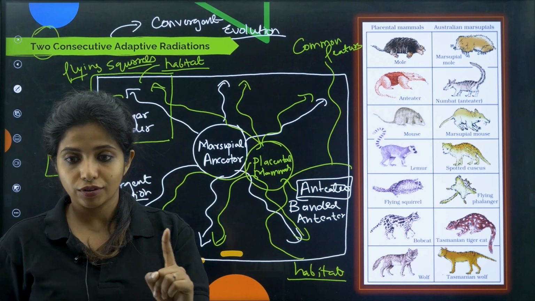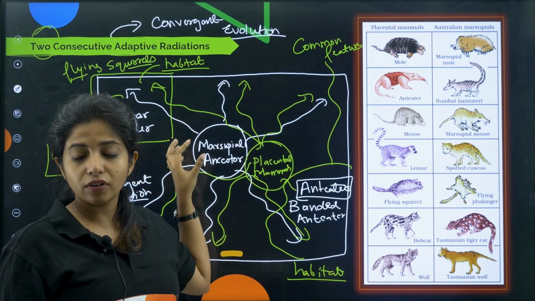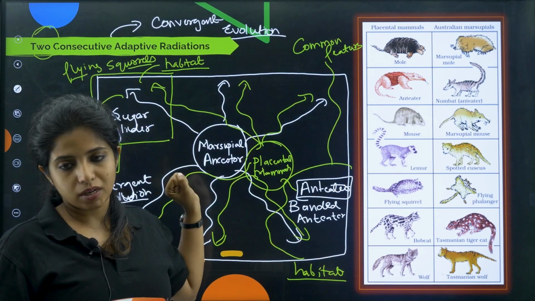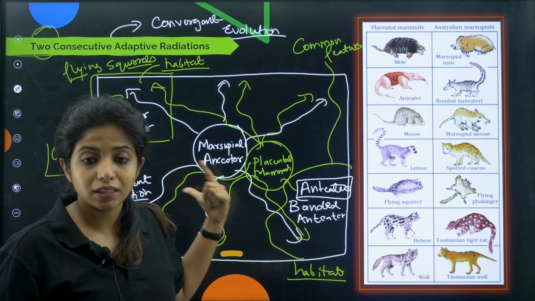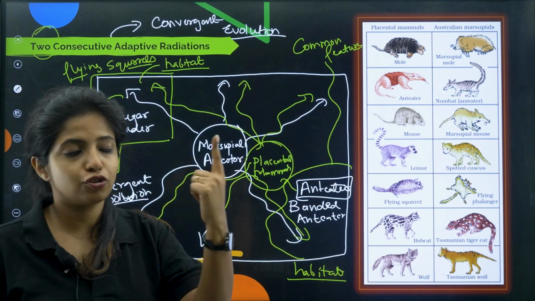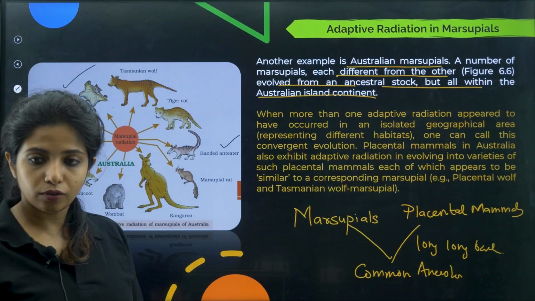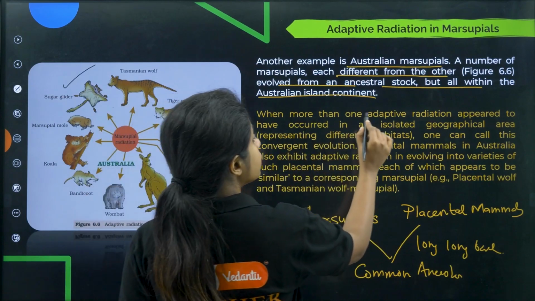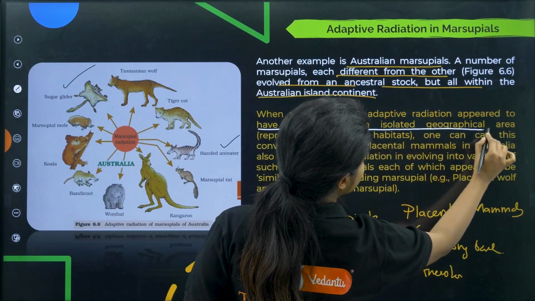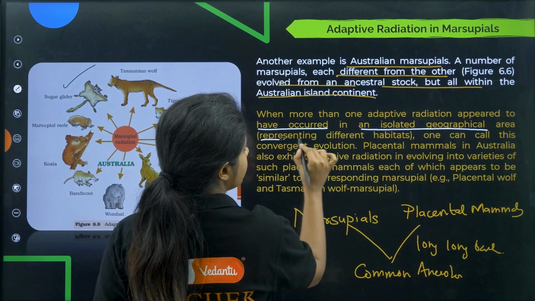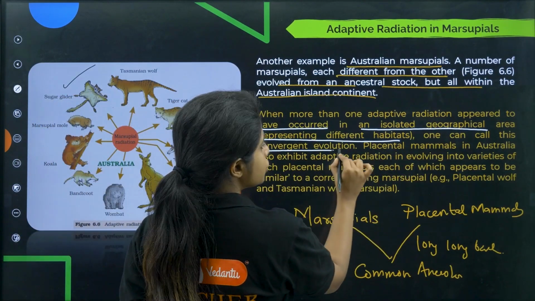Please do not get confused. Individually you can say divergent, because all of them are diverging. They have different functions, but they have a common ancestor. But over here, when two of the things are coming together, we say it's an example of convergent evolution. Works? So let's read it once and then you will understand things better. When more than one adaptive radiation appears to have occurred in an isolated geographical area representing different habitats, one can call this convergent evolution.